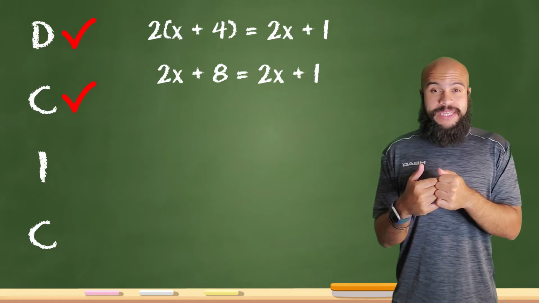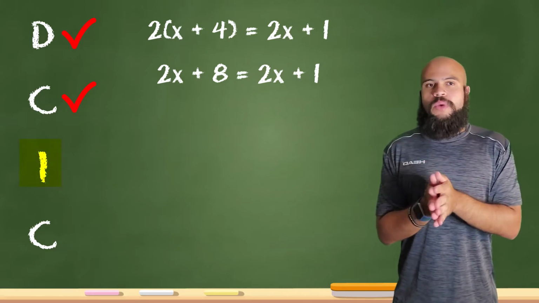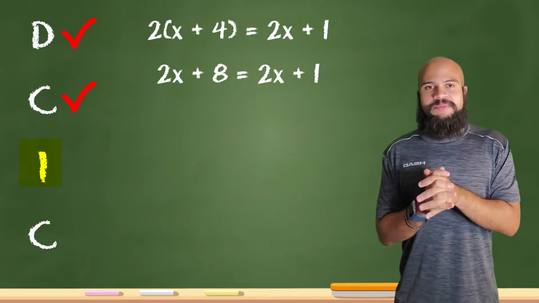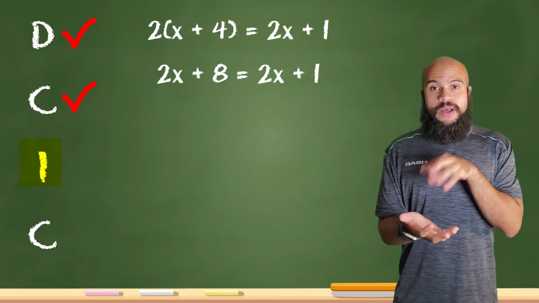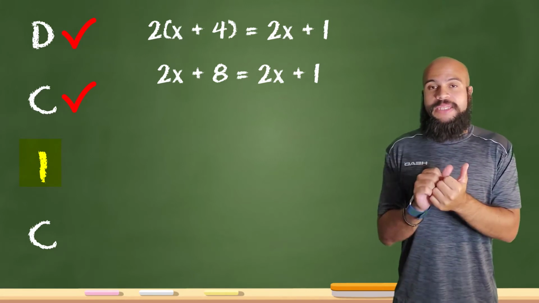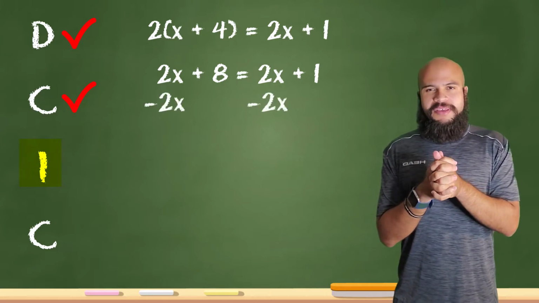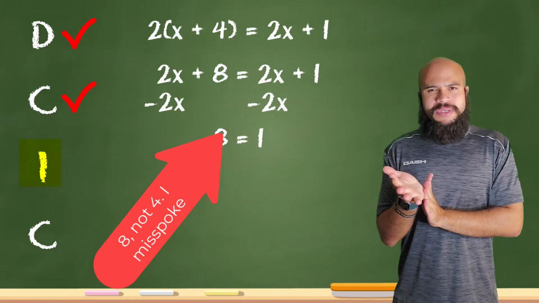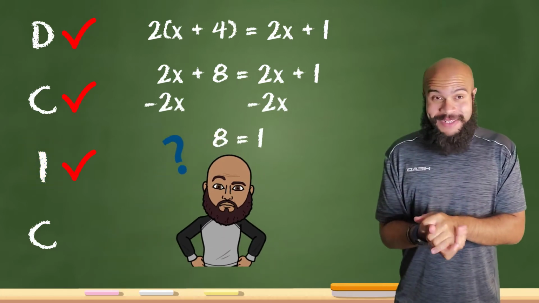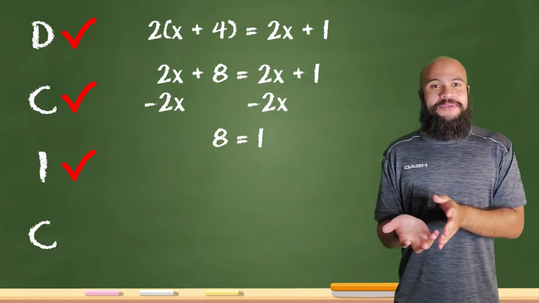Now I'm going to move on to using inverses, which is our I step. I want to get the variables to one side of the equation. In this case, I'm just going to decide to choose my left side as my variable side. So to accomplish this, I need to get rid of positive 2x from the right side by subtracting it from both sides of the equation. That leaves me with 4 equals 1. Now that doesn't make much sense either. And you may be thinking, what do I do now?